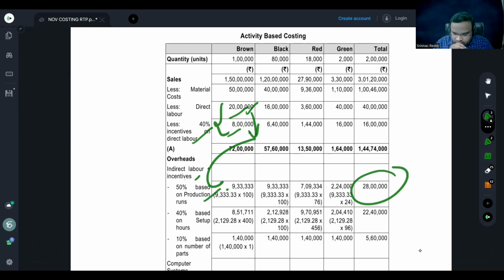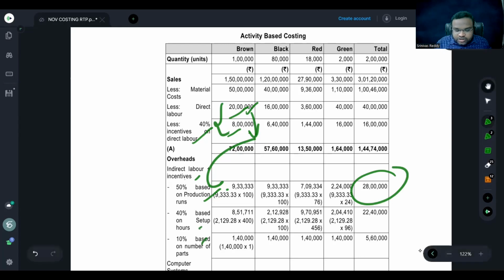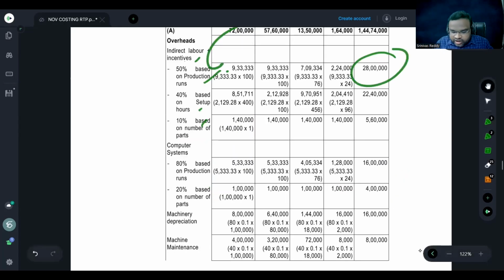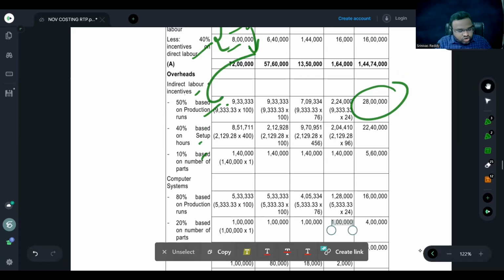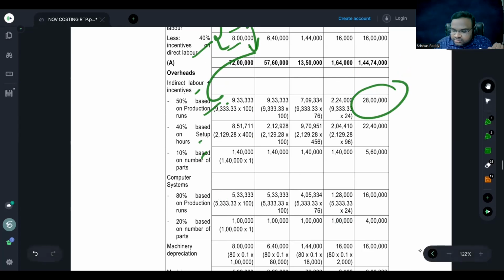Now, indirectly, this is all over. Next, computer systems, 80% based on production runs, 20% based on number of parts. Number of parts means each individually one. Based on production runs, you know how many production runs? How many production runs we have? 100, 100, 76, 24. 20% based on parts.